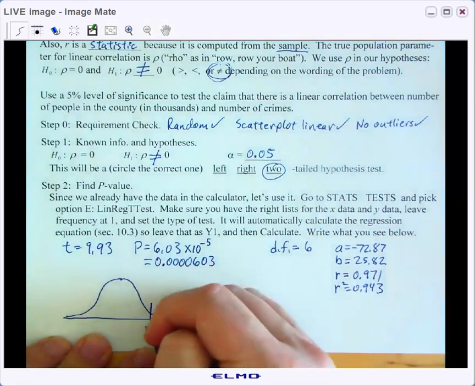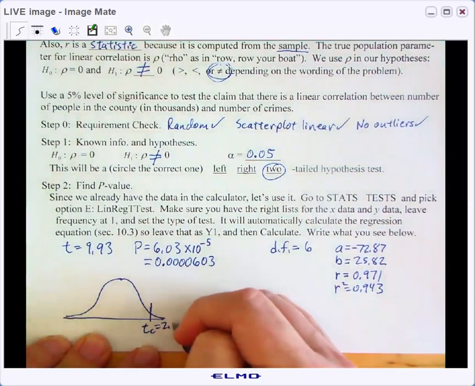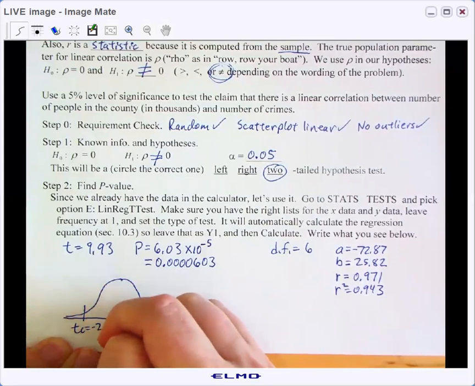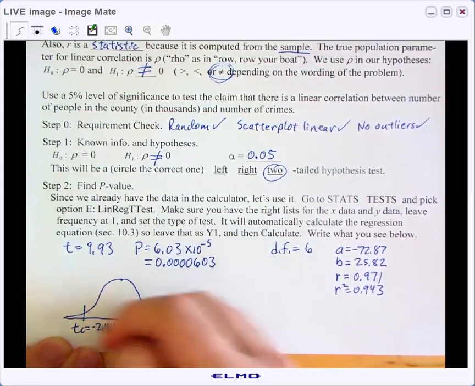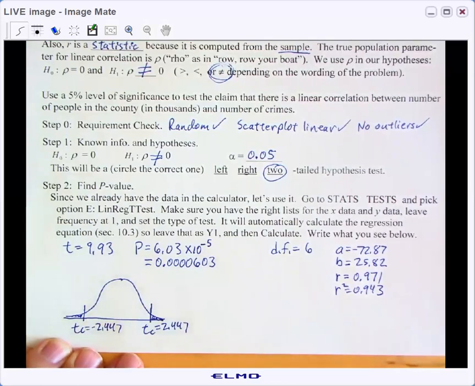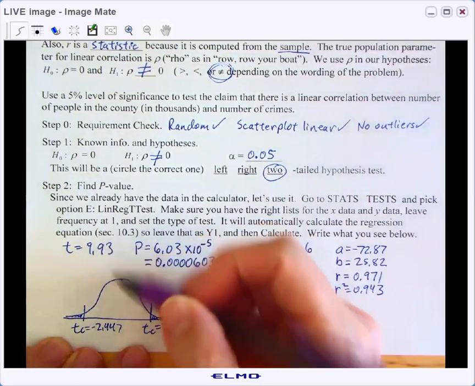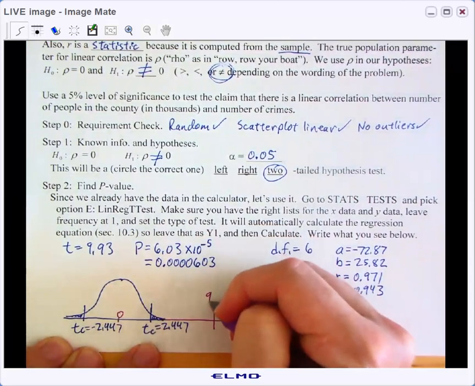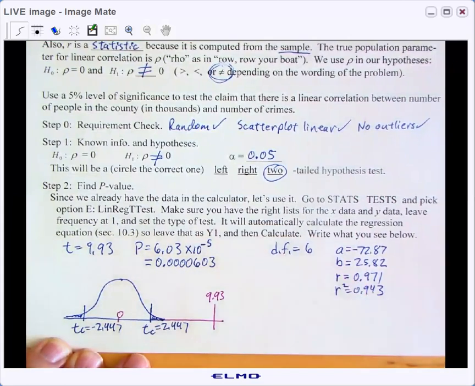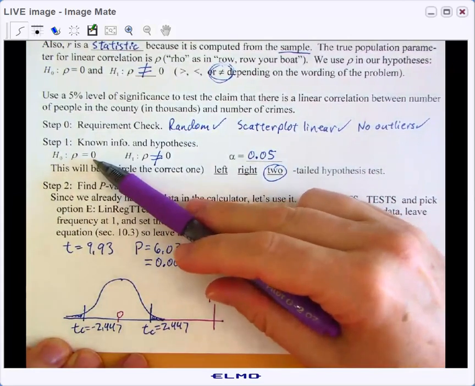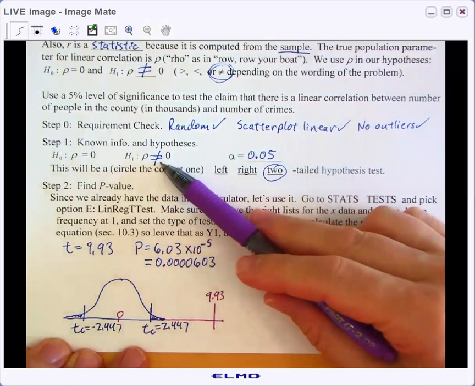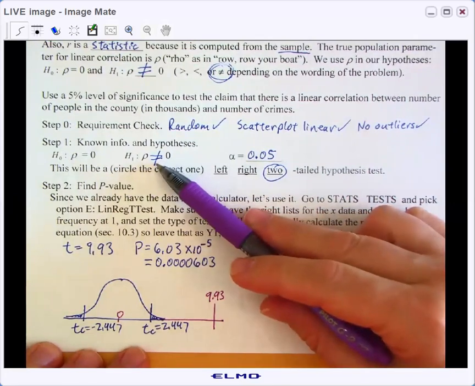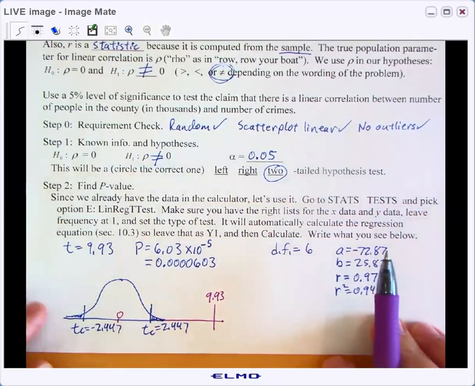So t sub c equals 2.447, and t sub c equals negative 2.447. So here are our critical regions where we will reject H naught. And where did our test statistic land? Wow, way out here at almost 10, 9.93. So we would definitely reject H naught. Therefore, we have enough evidence to say that there is a linear correlation, that it's not the fact that there's no correlation.